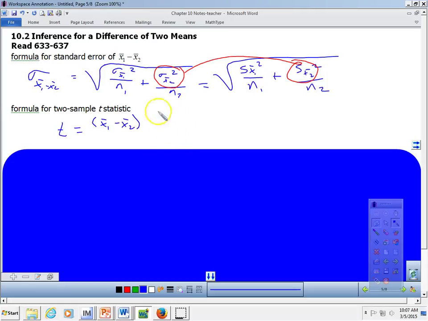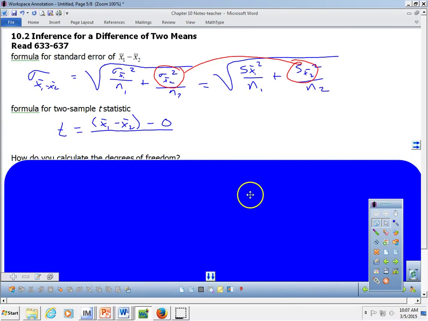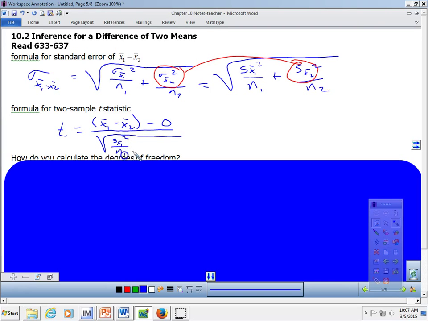So x1 bar minus x2 bar minus, and again, when we get into a test, we're going to assume no difference, and so the difference would be 0 over, and then that's where your standard error calculation comes from, which is your square root of s sub x1 bar squared over the first sample size plus s sub x2 bar squared over your second sample size. A little bit rough to see there, but anyway, you get the picture.